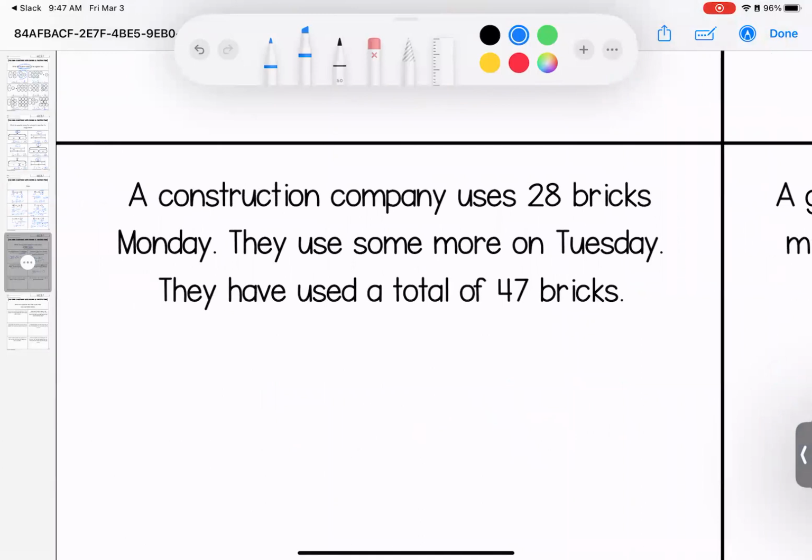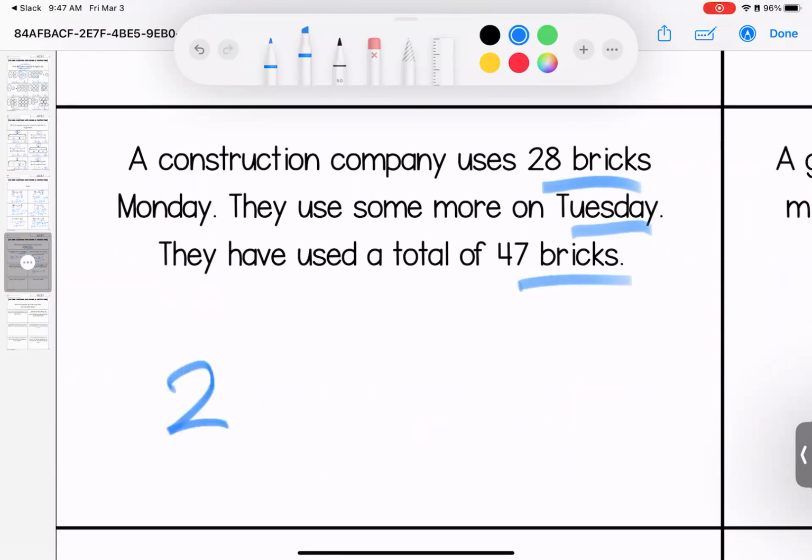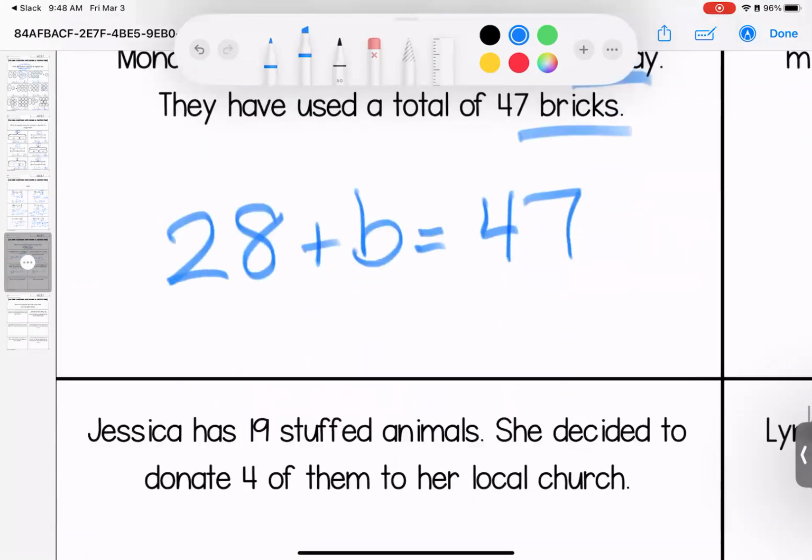A construction company uses 28 bricks on Monday. They use more on Tuesday. They've used a total of 47. So they used 28. On Tuesday, they used an unknown amount of bricks, but altogether they used 47 bricks. 28 plus B equals 47.